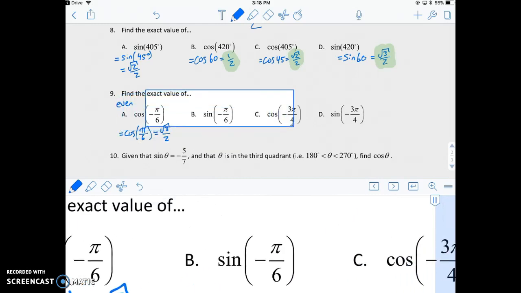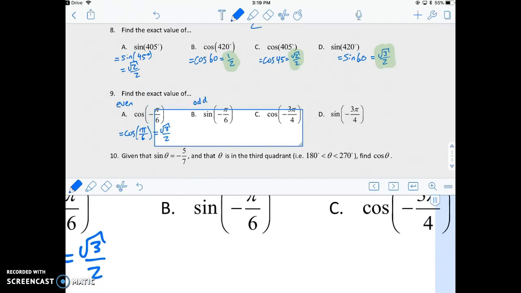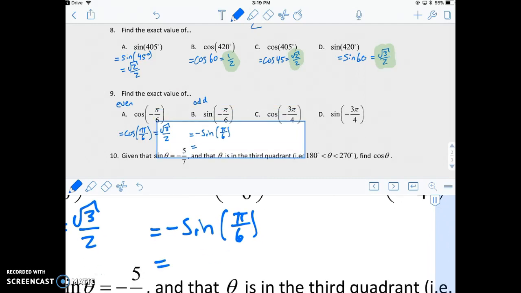We also know that sine is an odd function, which means that sine of a negative number equals the negative sine of the positive number. So this will be the negative sine of pi over 6. And if we look at our unit circle, sine of pi over 6 is 1/2, so this is going to be a negative 1/2.